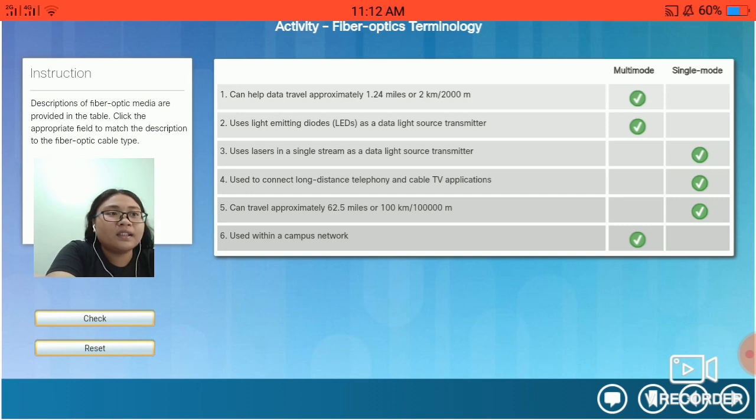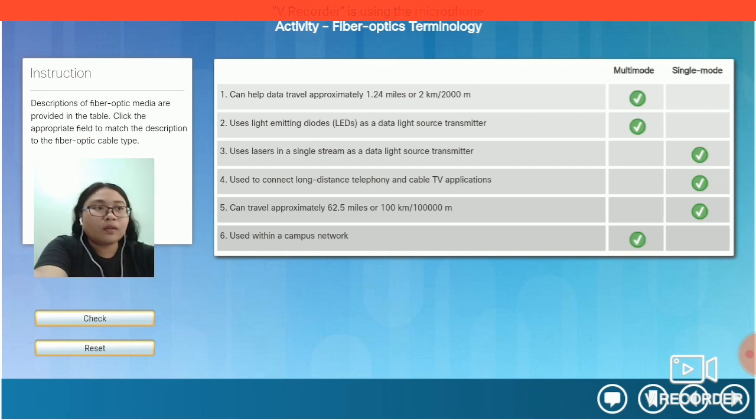Fiber optics is sending signals down hair thin strands of glass or plastic fiber. The light is guided down the center of the fiber called the core. The core is surrounded by an optical material called the cladding that traps the light in the core using an optical technique called total internal reflection.